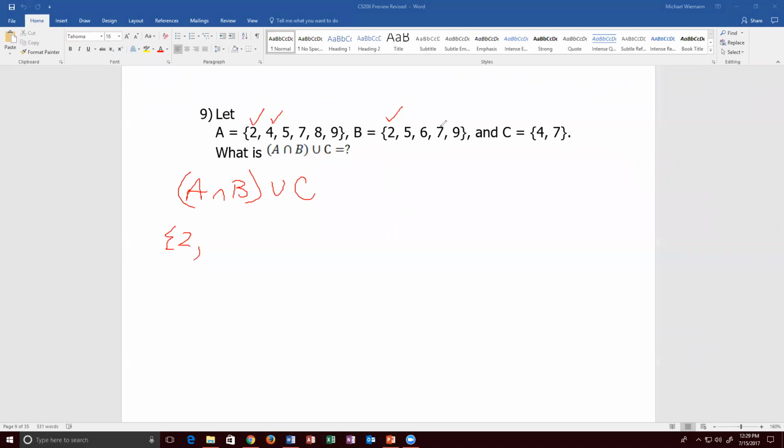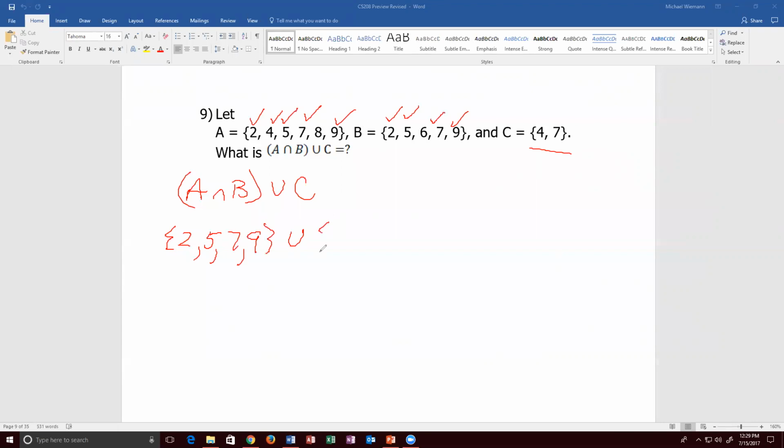Well, 4 doesn't exist over here, so I'm not going to write it down. I have a 5. 5 exists in both. I return it back. Now I look at 7. There's a 7 here, a 7 there. I return it. An 8 over here, but it doesn't exist over here. Don't return it. And then the 9 exists in both, so I return it. Now I'm going to bring down C.